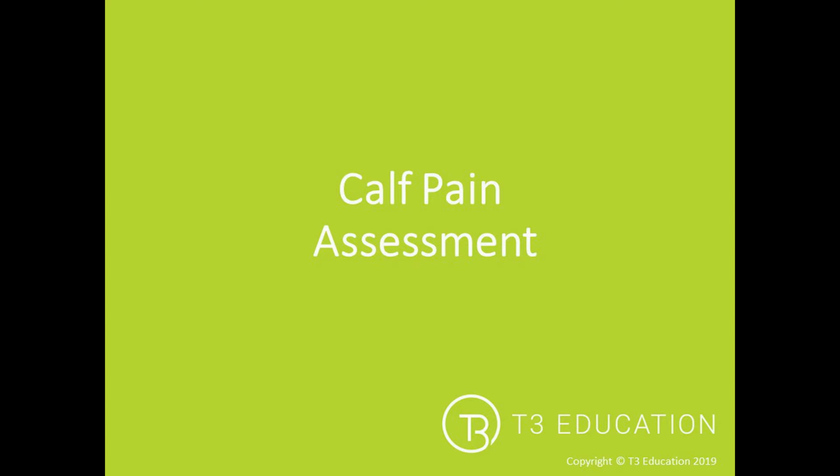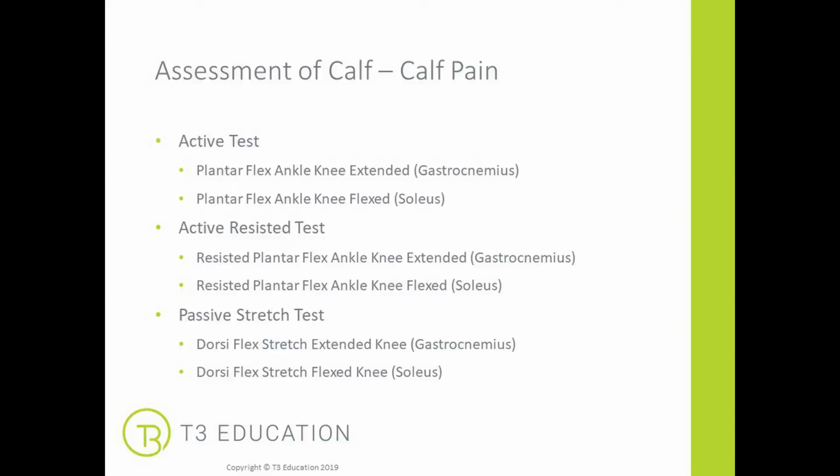Let's look at calf pain assessment. Remember the calves. There's two muscles in particular we're going to talk about here, the gastrocnemius and the soleus. And a key difference between the two is that the gastrocnemius crosses both the knee and the ankle, where the soleus acts upon the ankle.